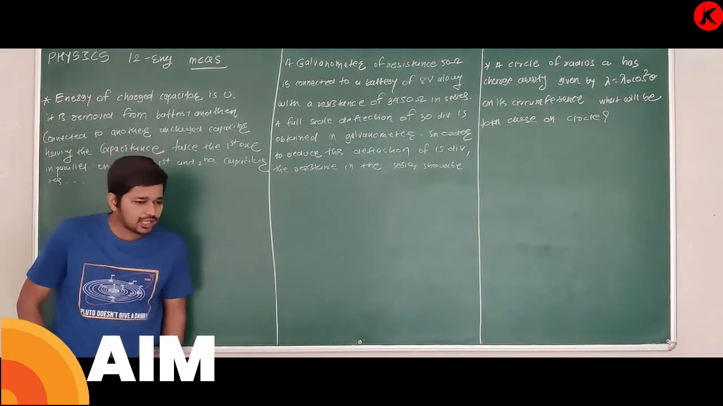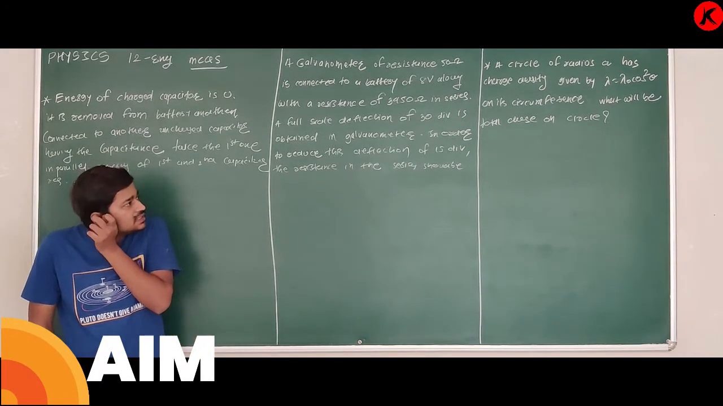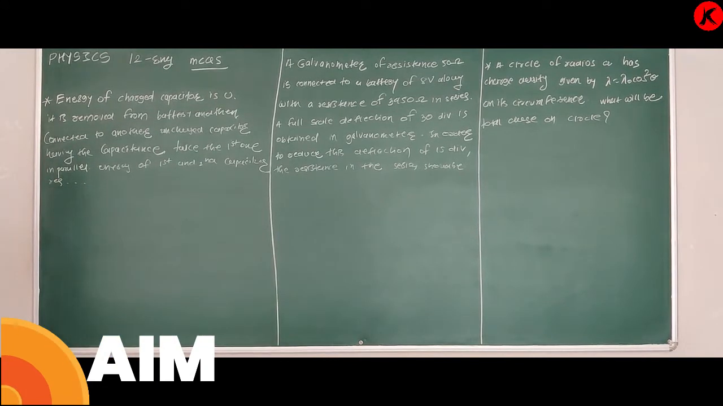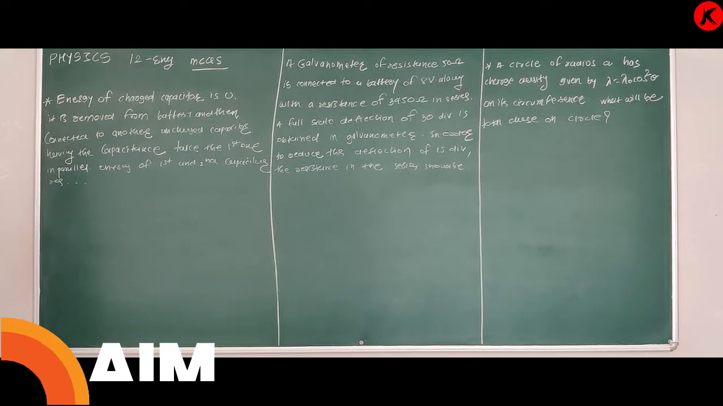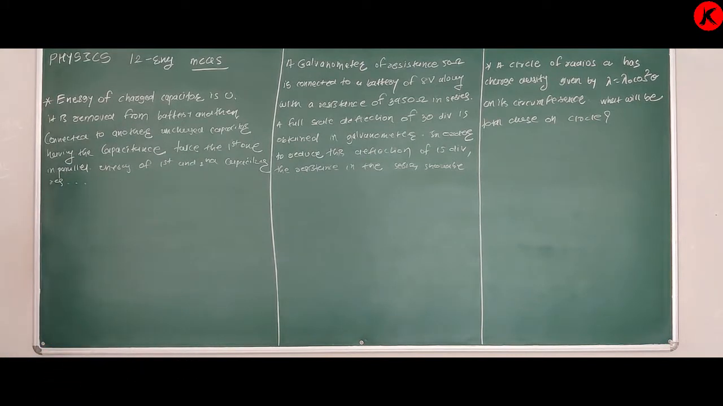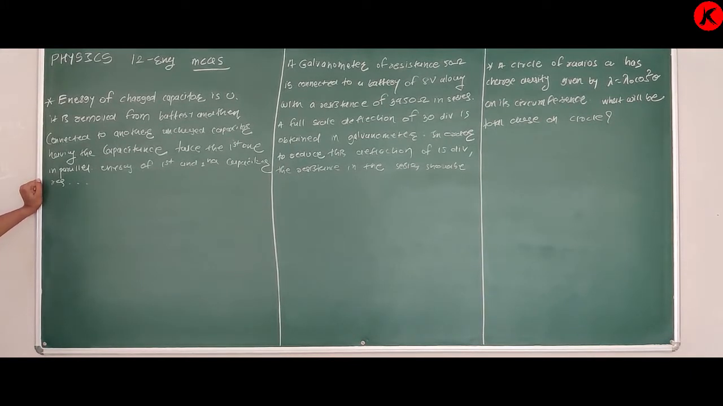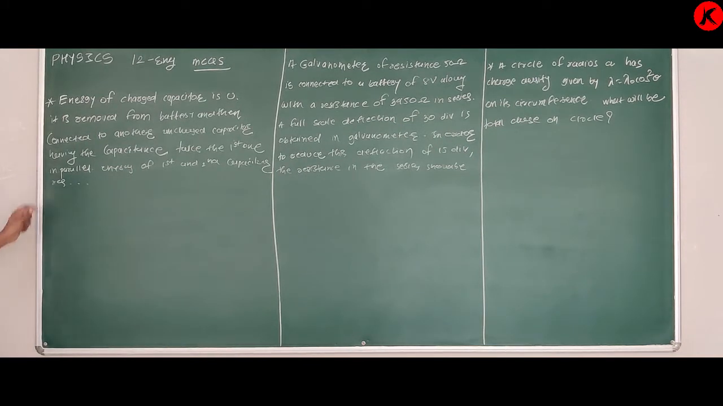Chapter-wise MCQs, I think we have cleared. Now we will see some random questions from random chapters. First question: the energy of a charged capacitor is U. It is removed from the battery and then connected in parallel to another uncharged capacitor having twice the capacitance of the first one. What are the energies of the first and second capacitor respectively?